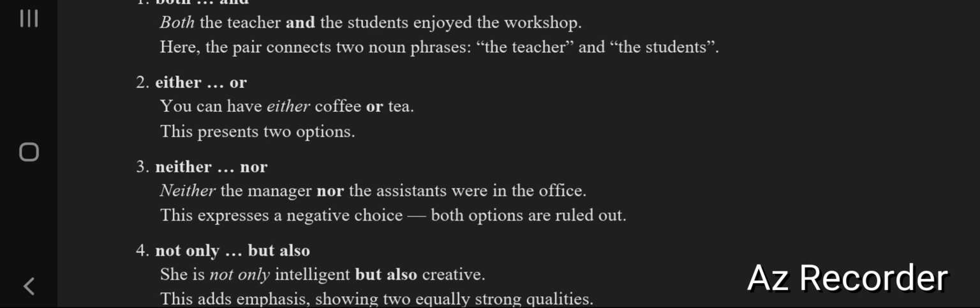1. Both...and. Both the teacher and the students enjoy the workshop. Here, the pair connects two noun phrases, the teacher and the students. 2. Either...or. You can have either coffee or tea. This presents two options. 3. Neither...nor. Neither the manager nor the assistants were in the office. This expresses a negative choice. Both options are ruled out.